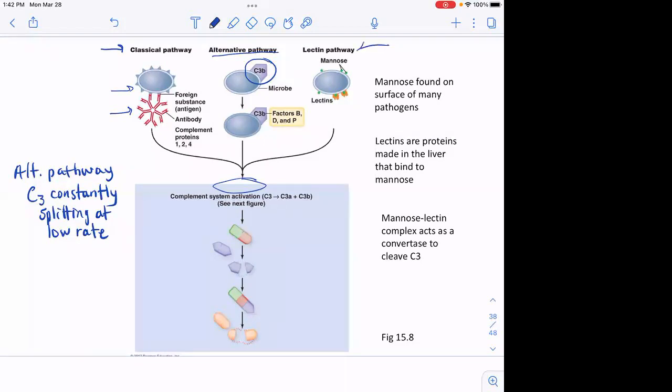And then the lectin pathway involves lectins that we produce. These are proteins that we produce in the liver, and they recognize a polysaccharide called mannose. Okay, remember, if it ends in OSE, then you know it's a sugar. And this is a polysaccharide that's found very commonly on the surface of bacteria that we don't ever have on our cells. Okay, so it's a broad-based pattern that you see on bacterial cells and not on our cells. And when the lectins bind to that mannose, then that acts to cleave C3 into C3A and C3B.